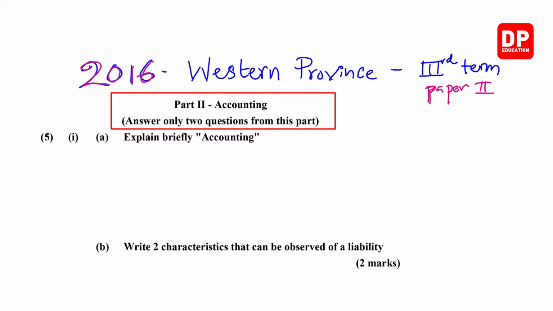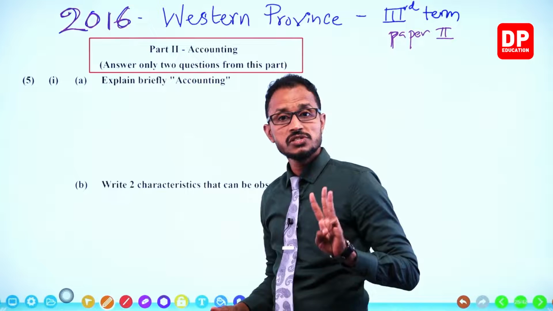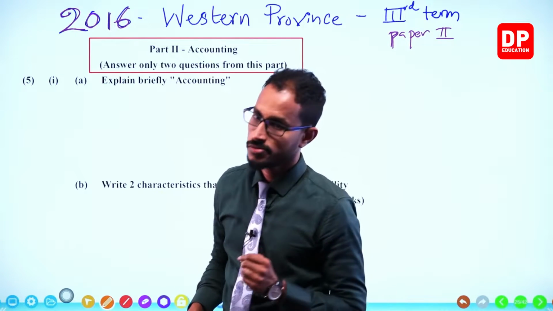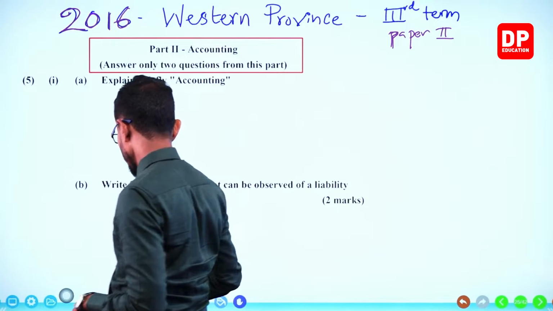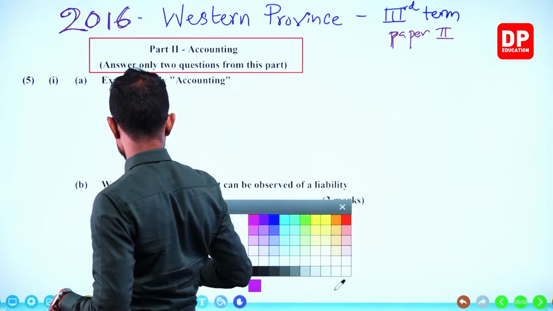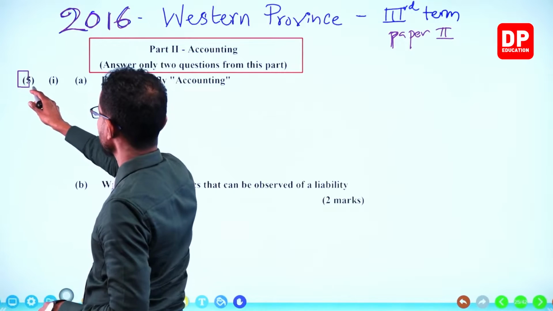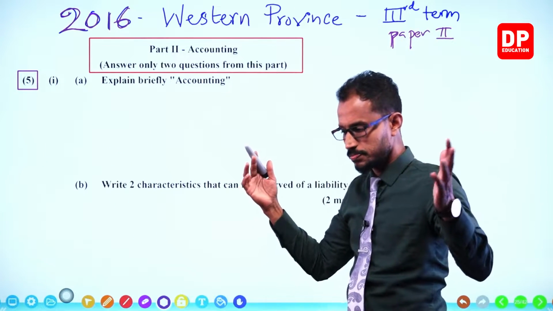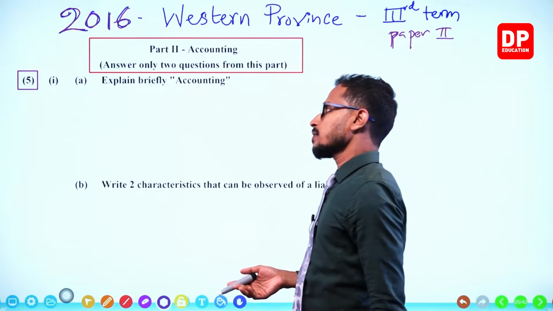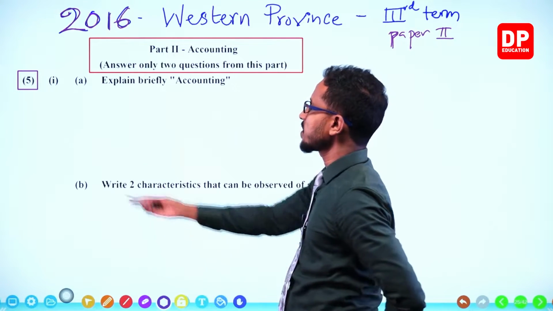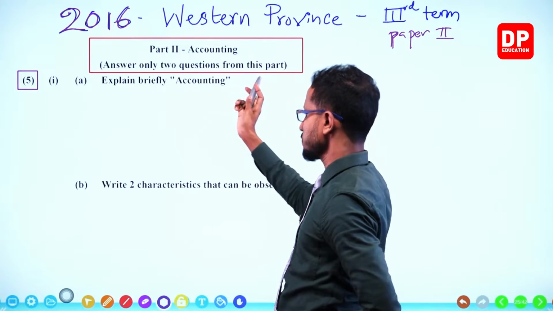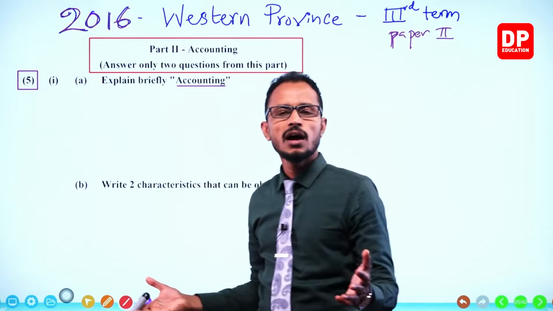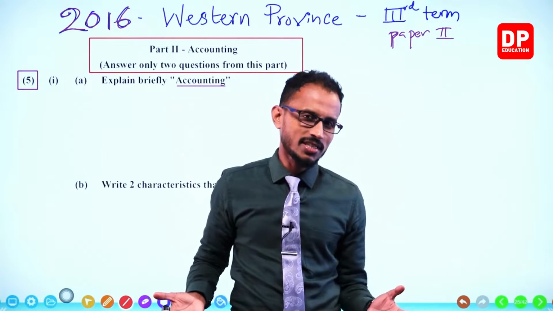Question number 5. As we all know, there are 3 questions and you have to choose only 2. This is the 5th question. Let's go with it. 5th question, Roman number 1. Explain briefly accounting. We all know what accounting is, right?